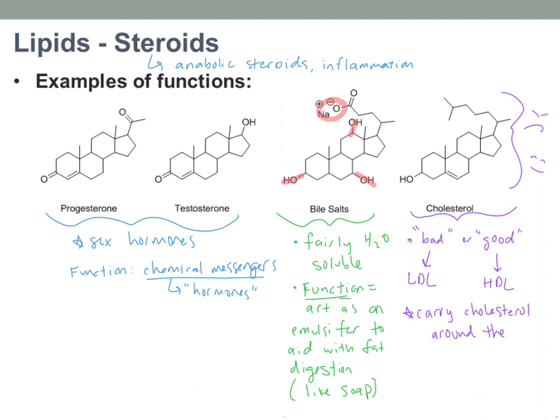So these carry cholesterol around the body. And depending on whether or not cholesterol is going from your cells to your liver or delivered to your cells, those are considered markers for better or worse cardiovascular health. We are not going to get into that. That's a kind of a different class.